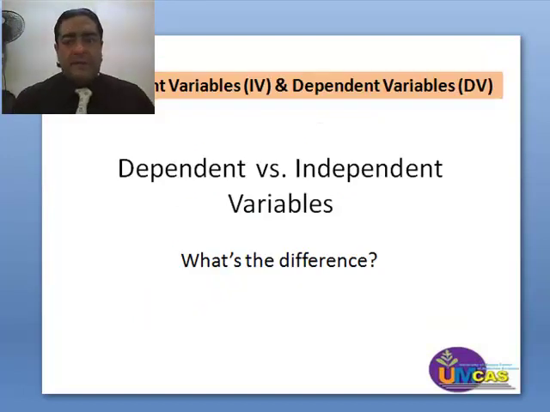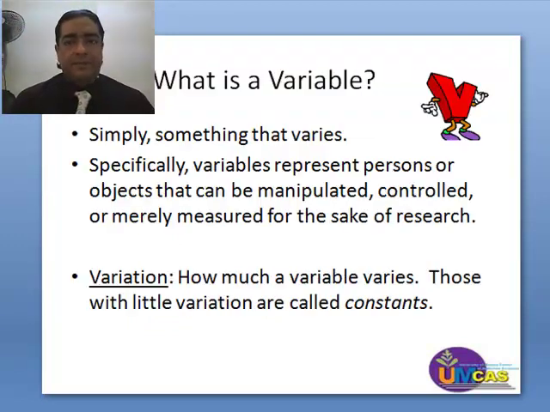Now let's talk briefly about independent variables and dependent variables. But first, what is a variable? Variable is simply something that varies. Specifically, variables represent persons or objects that can be manipulated, controlled, or merely measured for the sake of research. Variation means how much a variable varies. Those with little variation are called constants.